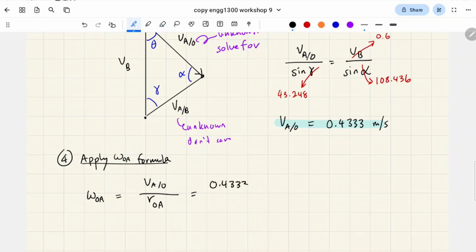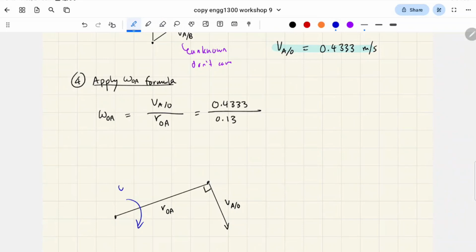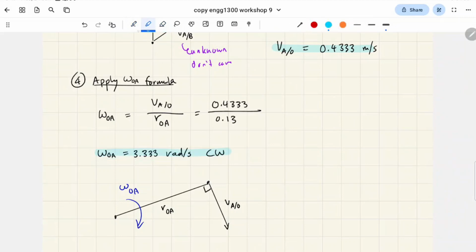So we just plug in our numbers. That was 0.13 meters. In terms of how it looks like this, right? That's that. And we were going clockwise, right? That's clockwise. Okay. Do we have questions?